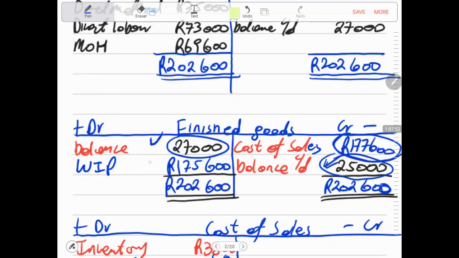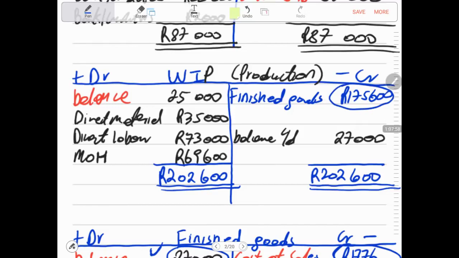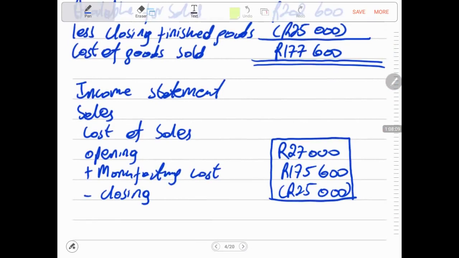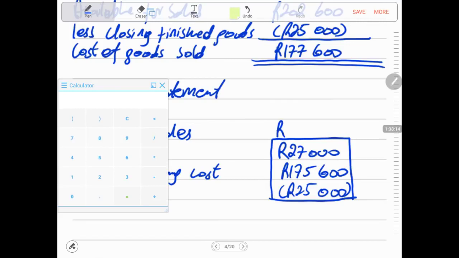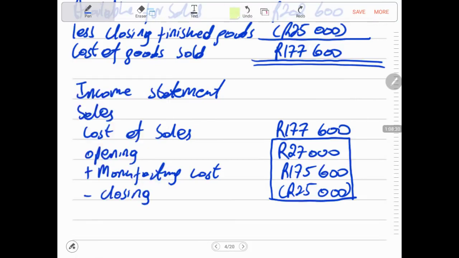So opening plus production. Remember, production comes from the credit side of the work in process, which was opening work in process plus material plus labor plus overheads minus closing. That gave us the cost of the finished goods. So now if we do that, our cost of sales will amount to the same 177,600. 27,000 plus 175,600 minus 25,000. It is still the same 177,600. The same amount that we calculated. This is just more of a test.